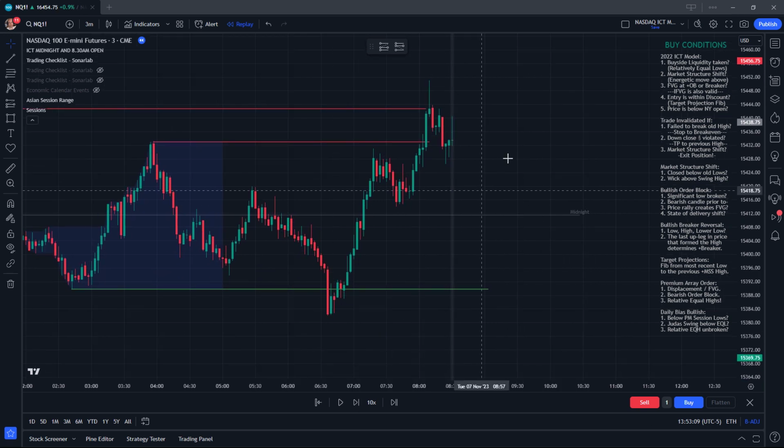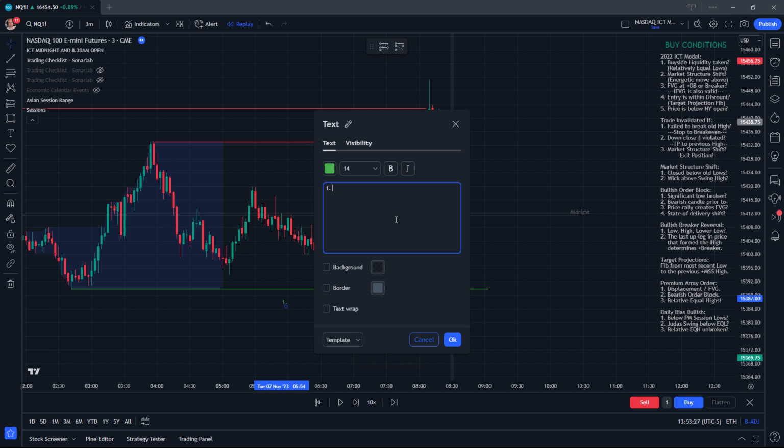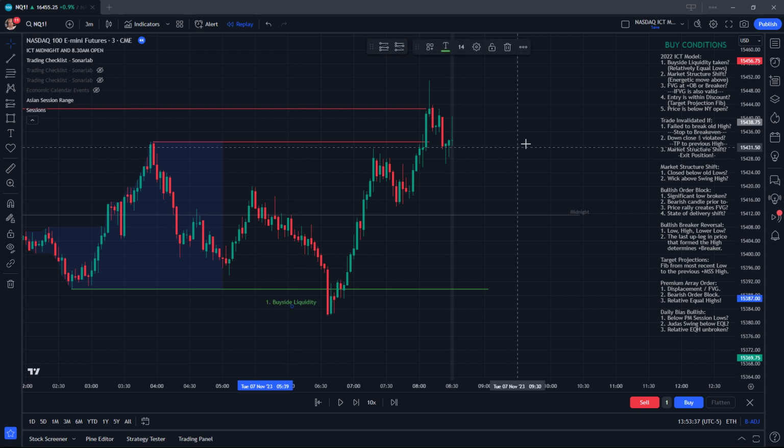So we can already tick off our buy side liquidity being taken here, and if we create lows and then equal lows again and then price comes down there, I'll consider that buy side liquidity being taken again. So let's mark up some of this. So that's the first one.